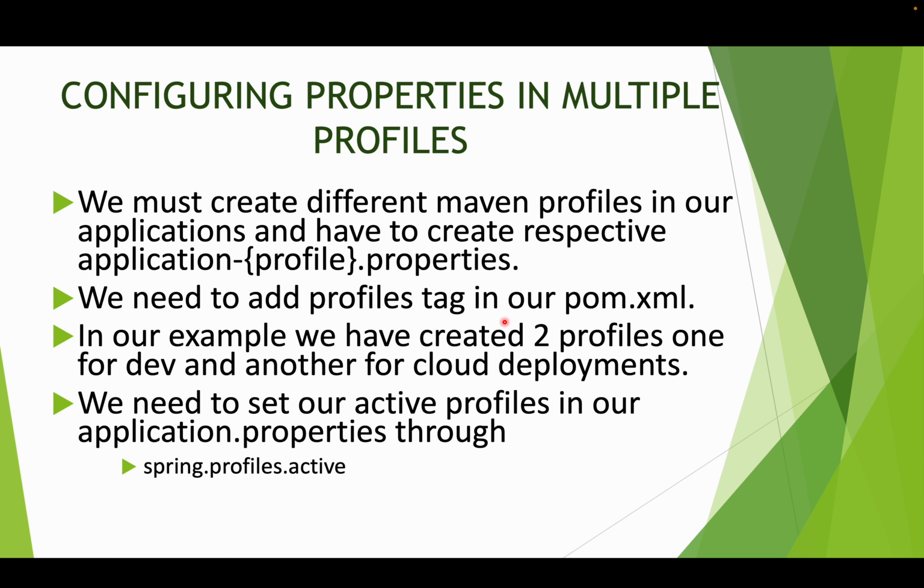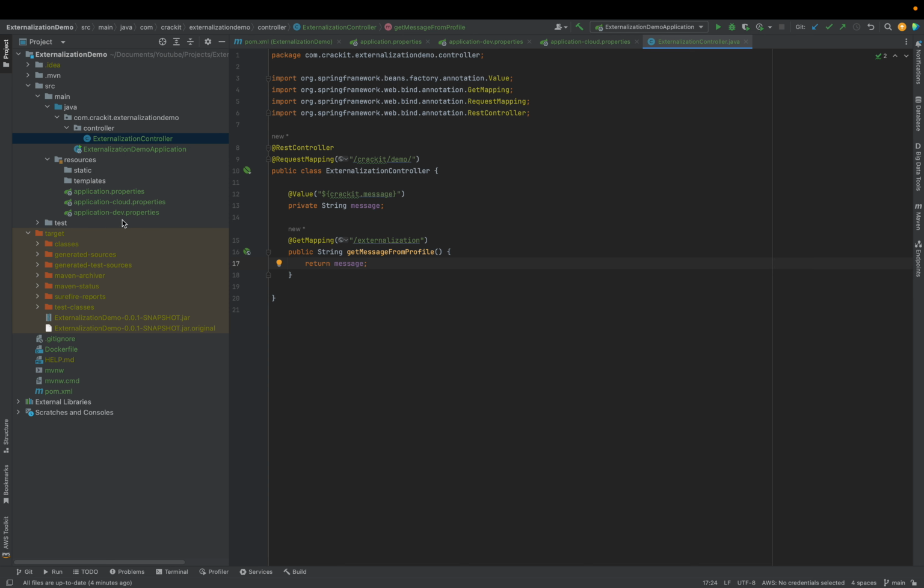Second, we need to add the profiles tag in our pom.xml, and we need to define the properties for each of the dev profile and cloud profile. And then we need to provide which is the active profile in our application.properties file. So we can see it in code in IntelliJ. As we discussed, we have created 2 profiles, one is the cloud profile and the other one is the dev profile. This application.properties file is provided by the Spring framework when we create our application through Spring Initializer.